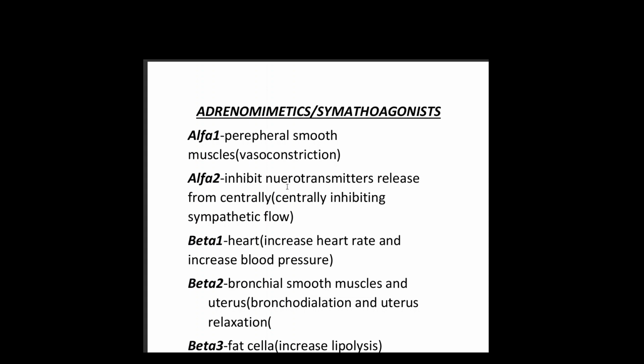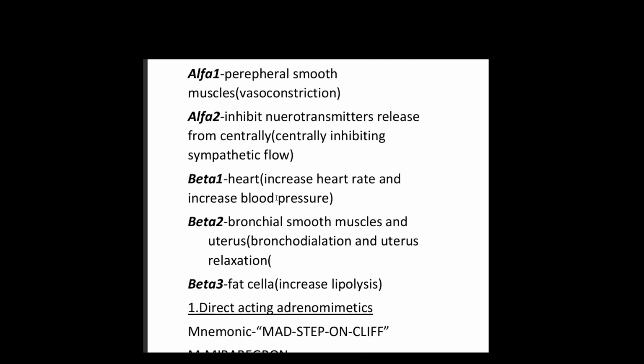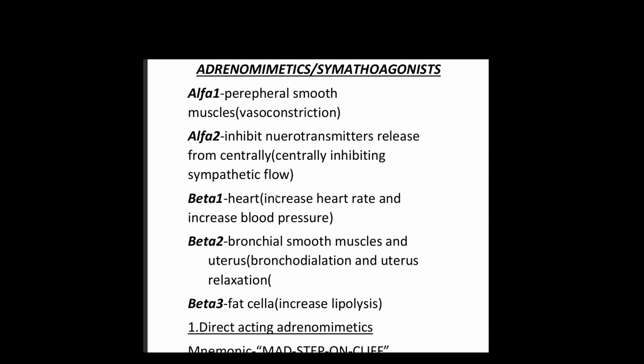So first is alpha 1. You have to remember these: what are the receptors, where are the receptors, and what the sympathetic nervous system does. So that is what is going to be done by the drug. So there are alpha 1 receptors, alpha 2 receptors, beta 1 receptors, beta 2 receptors, beta 3 receptors. So first is alpha 1 receptors. Alpha 1 receptors are located on the peripheral smooth muscle. So when these receptors are stimulated, vasoconstriction is the action.